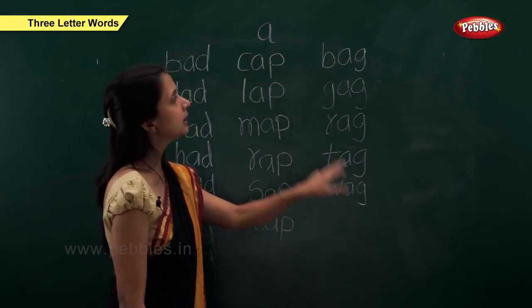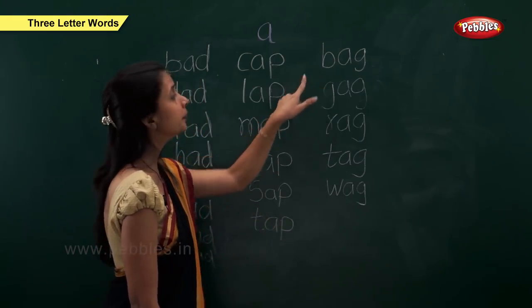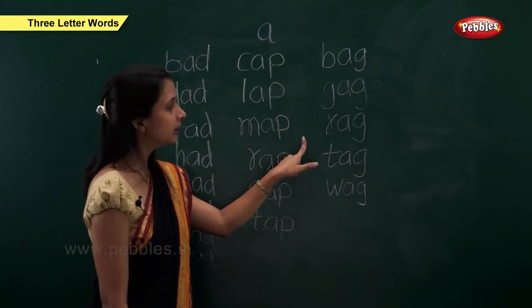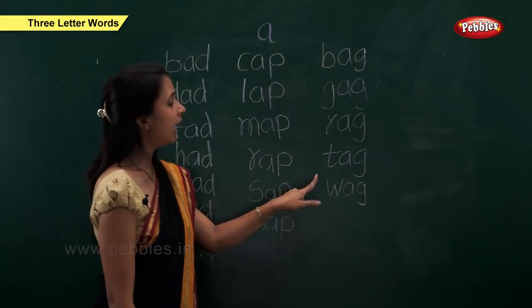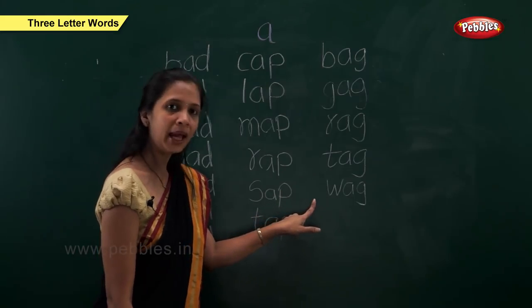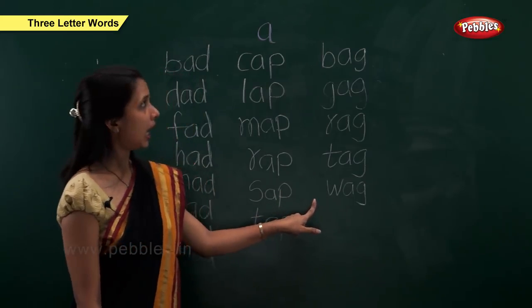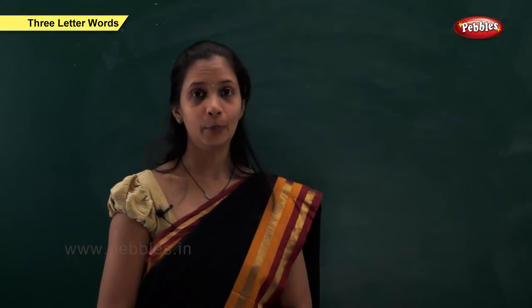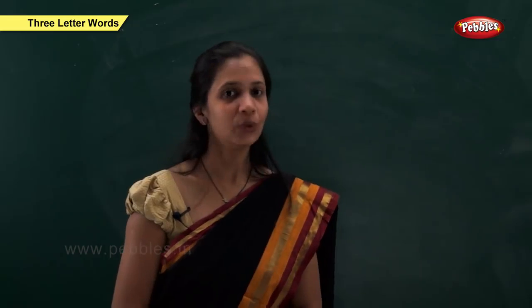Now we will repeat. B, a, g, bag. G, a, g, gag. R, a, g, rag. T, a, g, tag. And W, a, g, wag. These all sounds are about A vowels. Okay. With the help of I vowel, we can make three letter words.